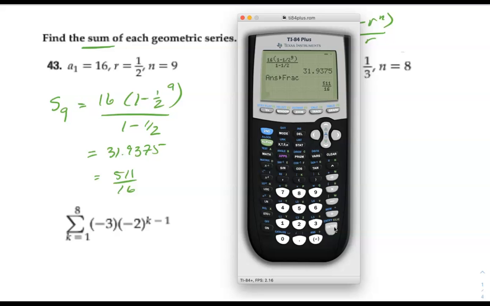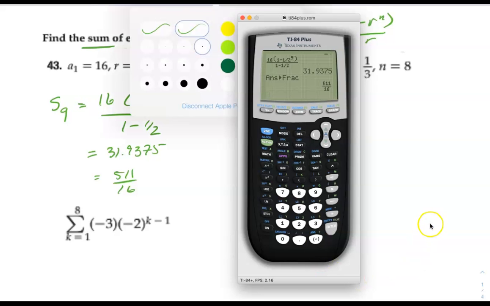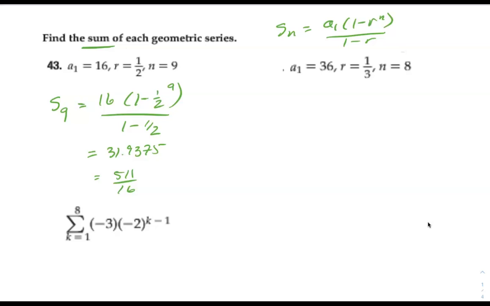So let's just make sure we now plug it in. So let's do the next one. Exact same idea. So we want to find the sum of the first 8 terms. The n is 8. So just plug into this formula here. So the first term is 36, 1 minus r, which is 1/3, to the 8th power, all over 1 minus 1/3.